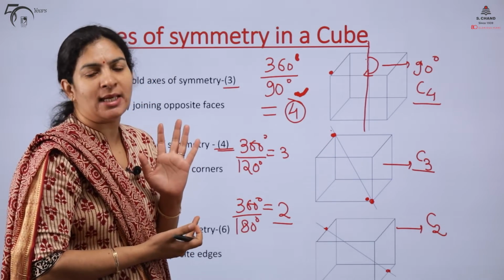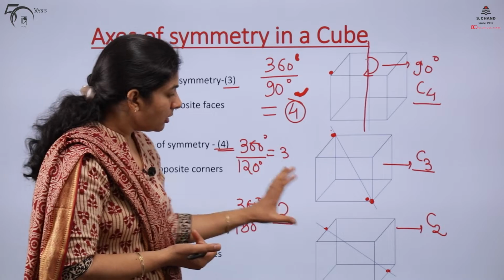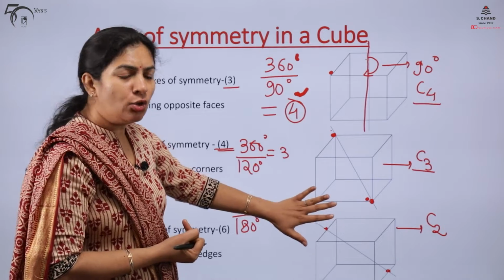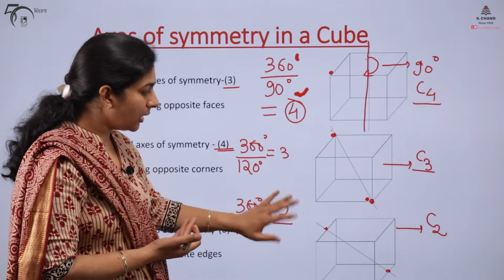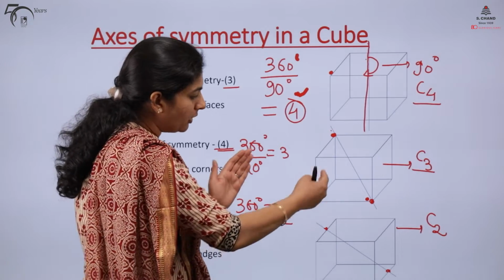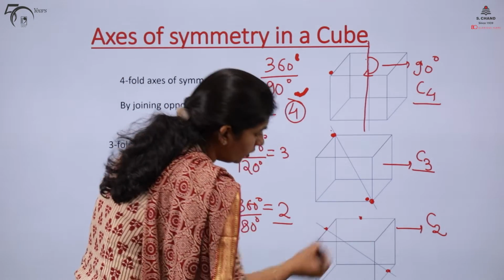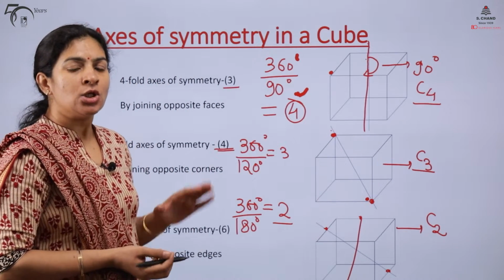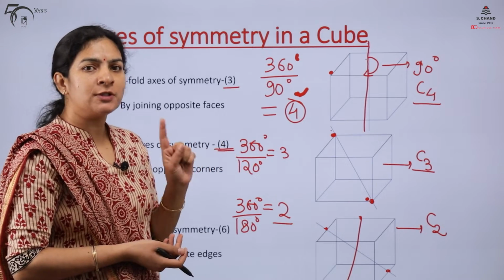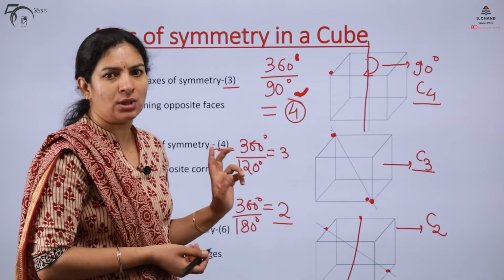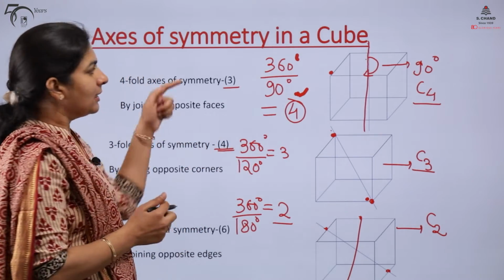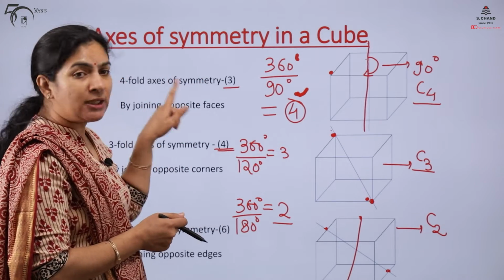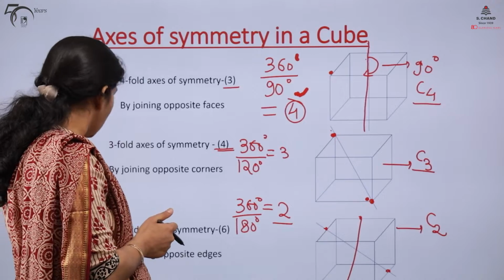Now, this is not the only two-fold axis of symmetry which is present in the cube. So, how many edges are there in a cube? There are 12 edges. So, obviously joining these edges, for example, if I join the center of this edge and the center of this edge, one such axis can be generated. So, there are 12 edges, so we will have 6 C2 axes of symmetry in a cube. So, in total, 3 plus 4 plus 6, there are 13 axes of symmetry which are present in a cube.